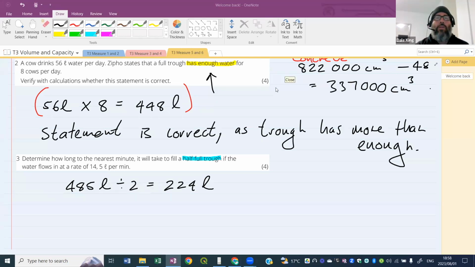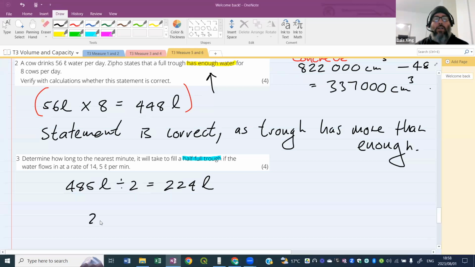The Sofu has already got an answer there. So we've got 224 liters to fill. We're filling this at 14,5 liters per minute. So I want to know how many 14,5s do I have in here? All right, how many 14,5s do I have in here?